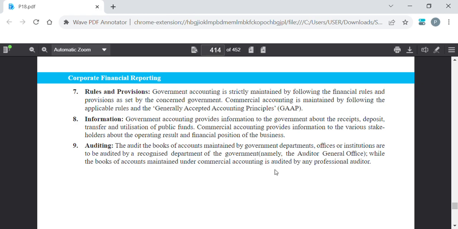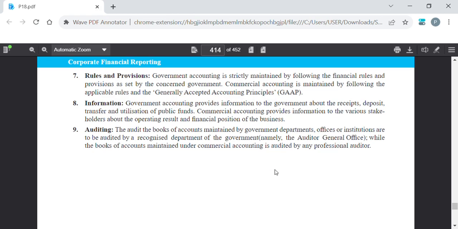So information: why do we perform government accounting, and why do we go for commercial accounting? Commercial accounting also provides information, whereas government accounting also provides information. Government accounting is more towards information. Here we are using public money. So what are the sources of receipts, deposit, transfer, utilization of public funds, whereas commercial accounting provides information to various stakeholders about operating results and financial position of business.